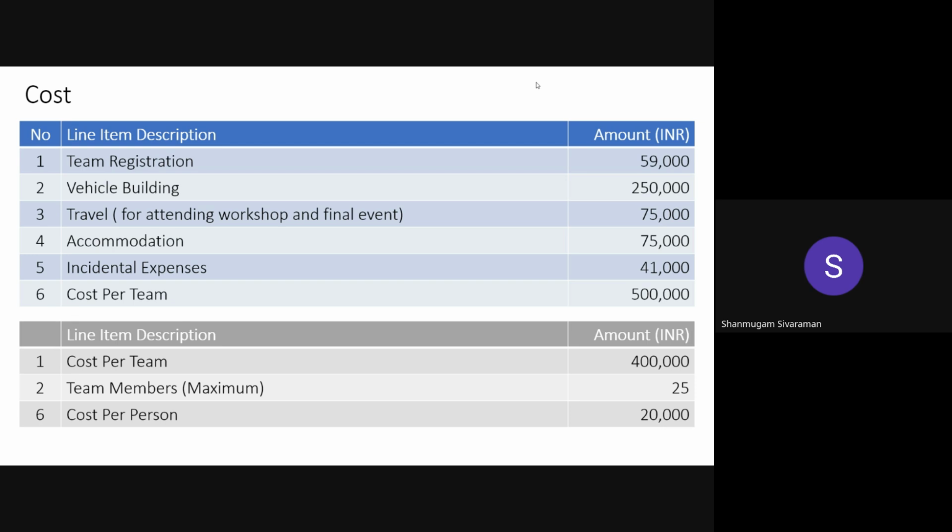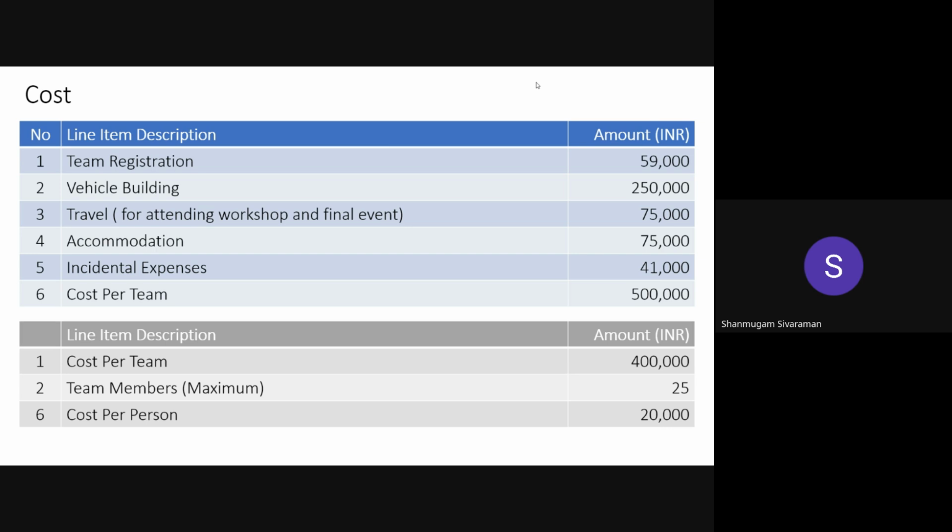We will also dismantle the entire vehicle so that there is no hidden cost or anything like that. You can take photos or whatever you want to do. Our expectation is, if you're spending more than 2 lakhs, I think that means bad engineering. You are not doing engineering. So that is vehicle building.